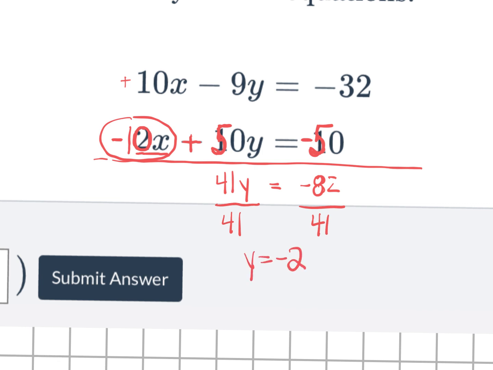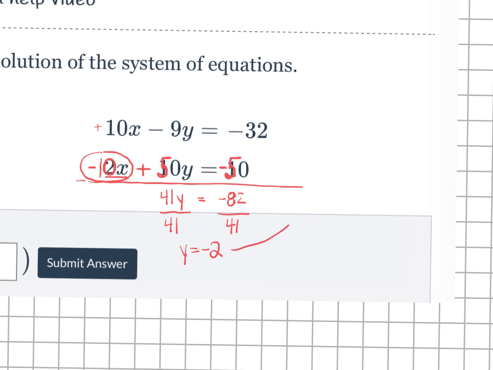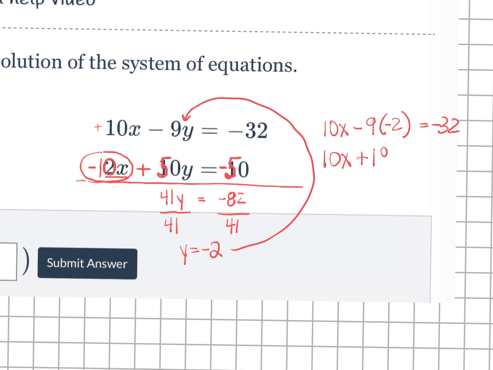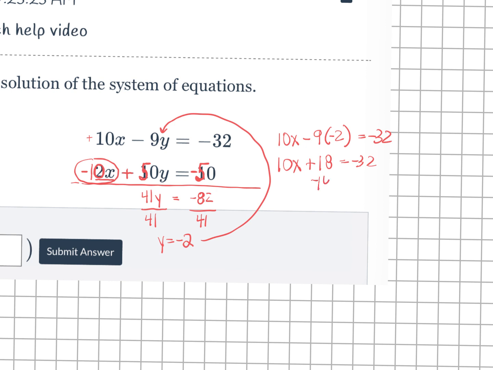So then I'm going to go back to my equation and plug in negative 2 for y right there. So we've got 10x minus 9 times negative 2 equals negative 32. 10x plus 18 equals negative 32. I'm going to subtract 18, and I get 10x equals, what is that, negative 50? x equals negative 5 once I divide by 10. So I get negative 5, negative 2.